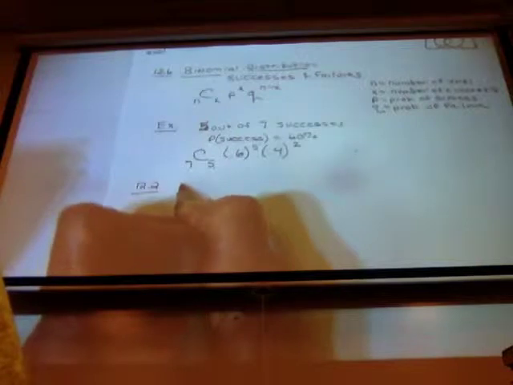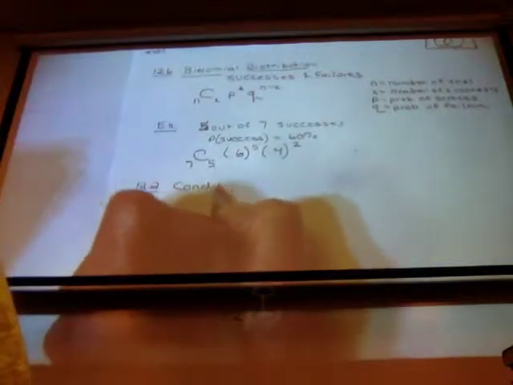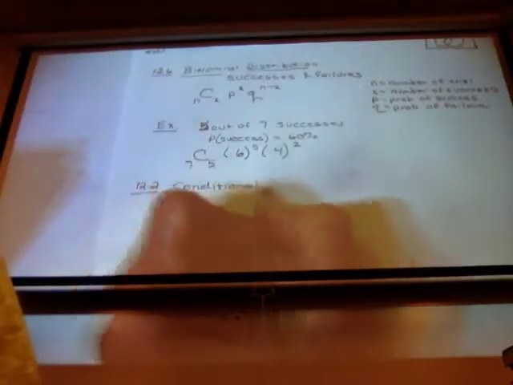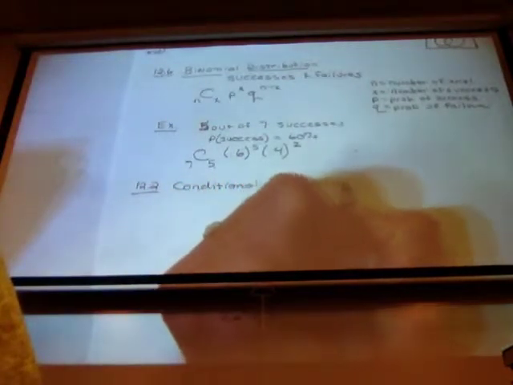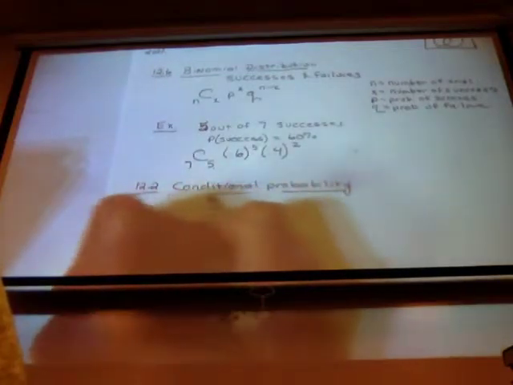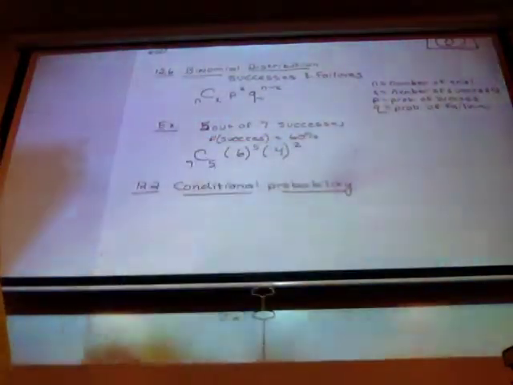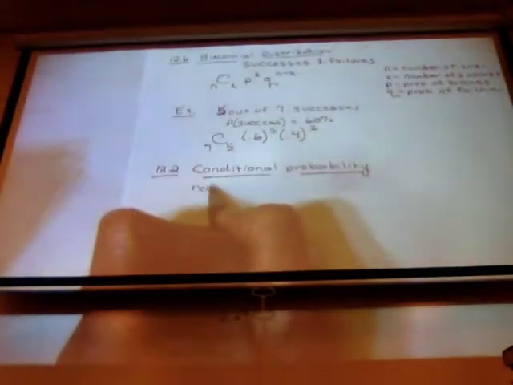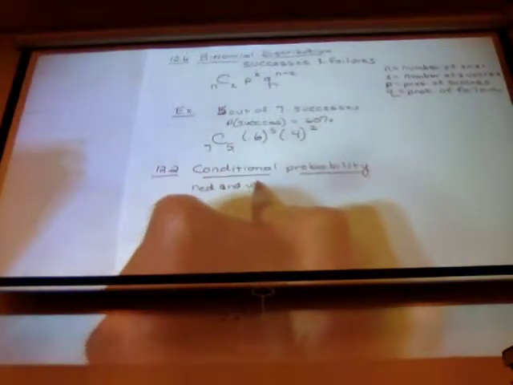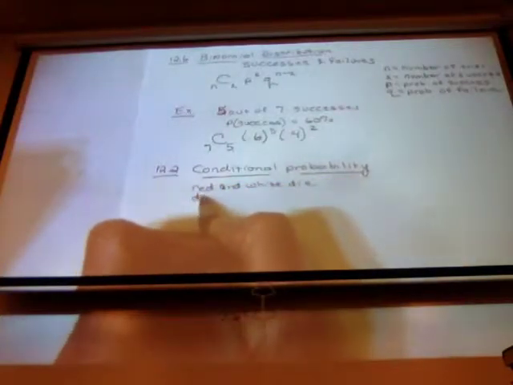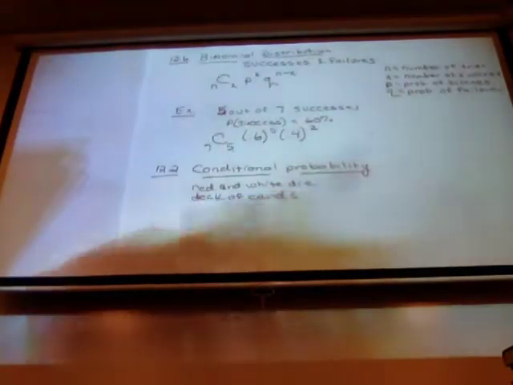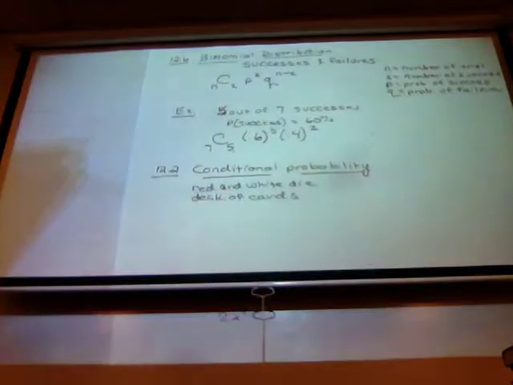12.2 is the conditional probability. And conditional probability is what I'm talking about, the red die and the white die, or the deck of cards. This is the red and white die and the deck of cards. Okay? So here you have a sample space out of 36.